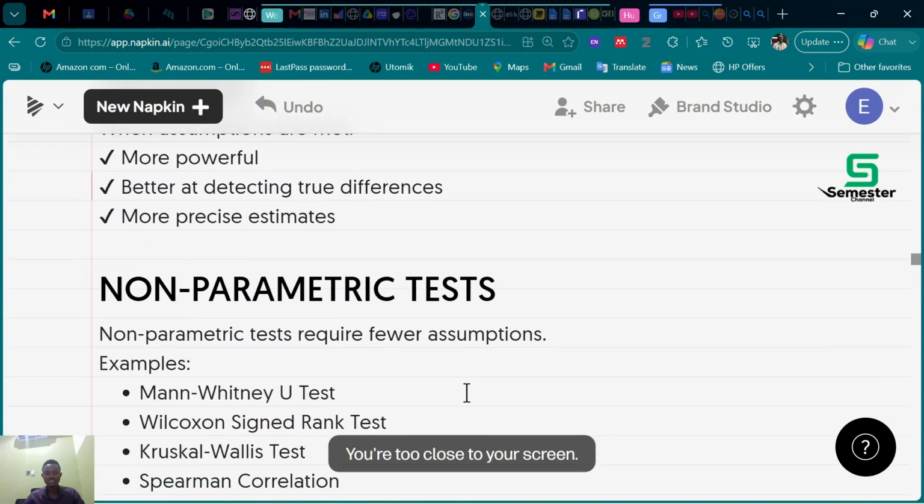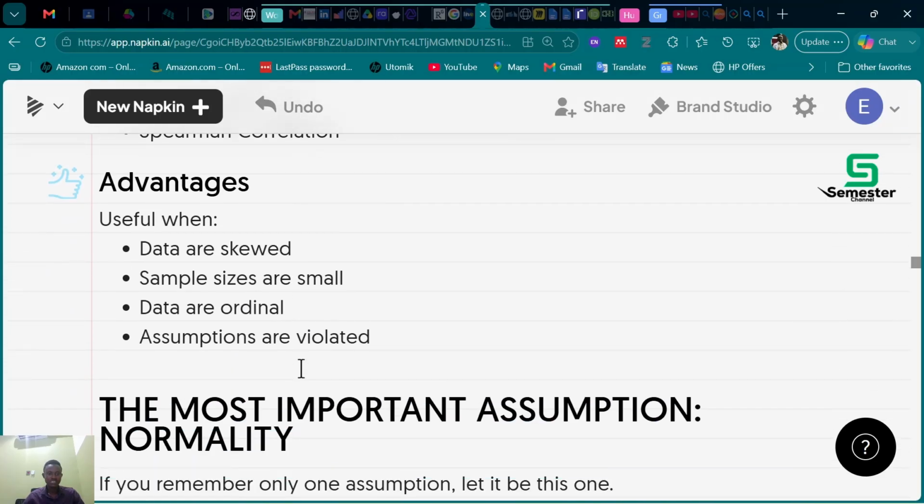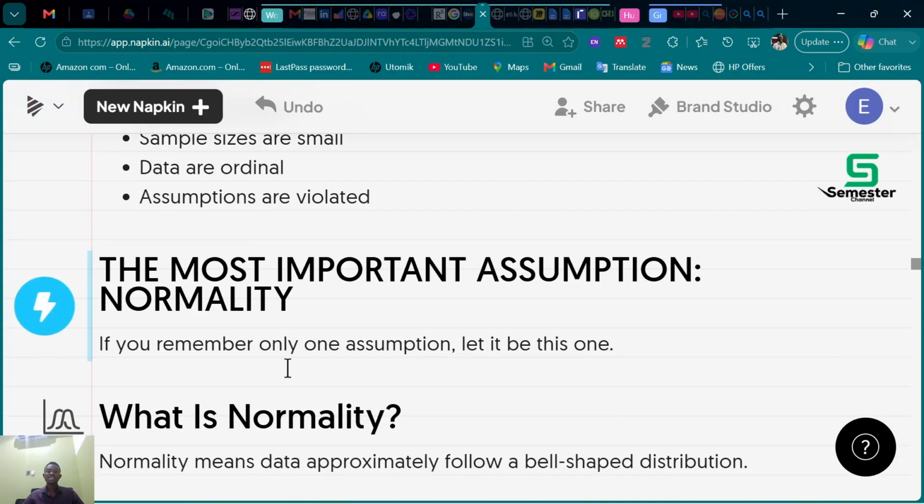Non-parametric tests require fewer assumptions. If data doesn't meet parametric assumptions, it automatically meets non-parametric tests, and these are some of the tests you perform. They are useful when your data is not normally distributed, that is, skewed, your sample sizes are small, your data is ordinal, or assumptions for normality are violated. The most important assumption, if you don't remember any of them, is normality. Is your data normally distributed?